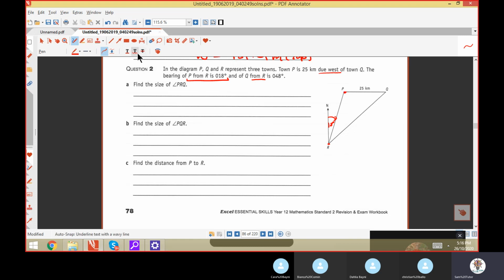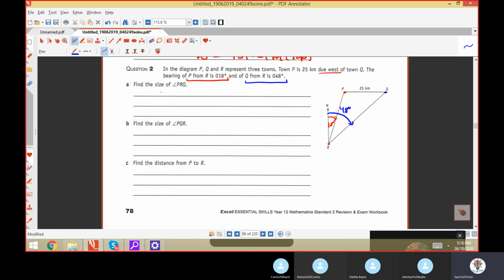Well, the next part here I'll do in blue so you can see how to differentiate between those two angles. Here it is. Q from R is 048 degrees, so from R, you rotate all the way around here, and that gives us 48 degrees. Not too bad so far, right? Any other values we're given?